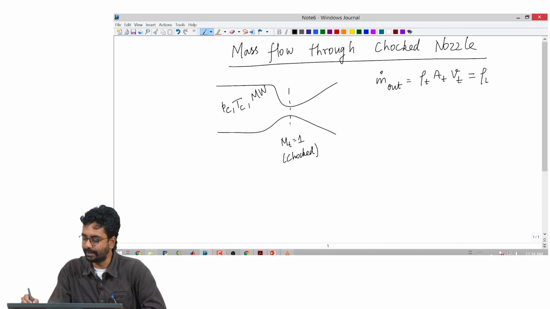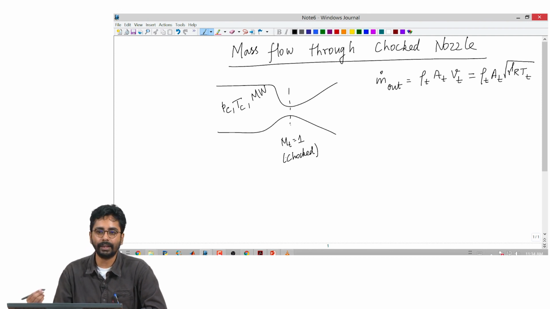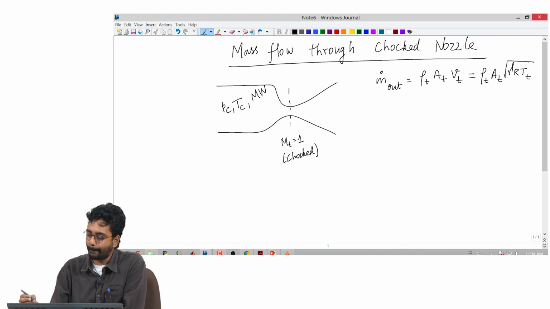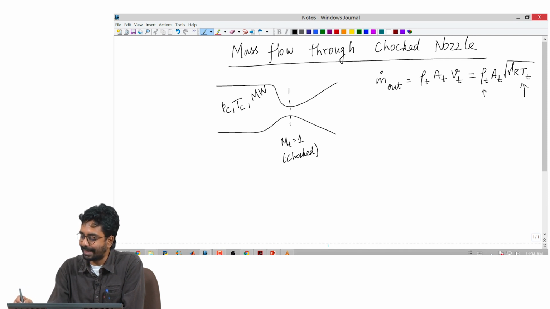So, this is density at the throat, area of the throat, square root of gamma R temperature at the throat. Okay. So, this is the mass flow rate through the nozzle. Now, what we do is that all the throat parameters, which is the density at the throat and the temperature at the throat, are related to the stagnation conditions upstream through the isentropic relations.